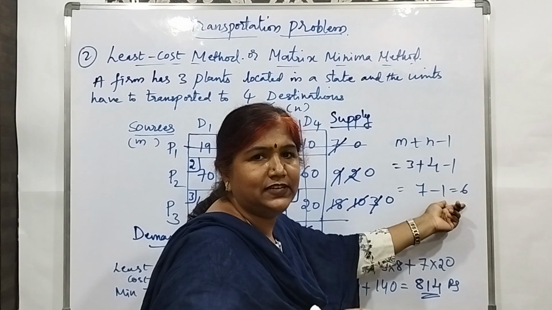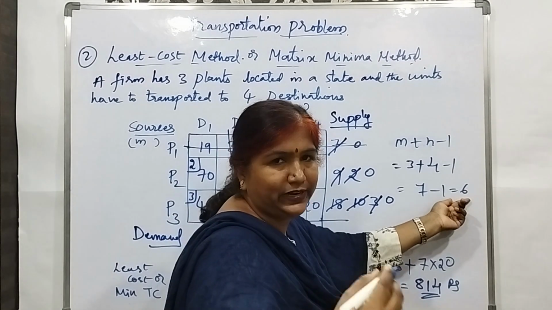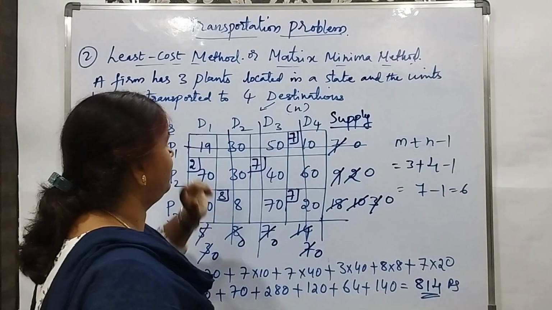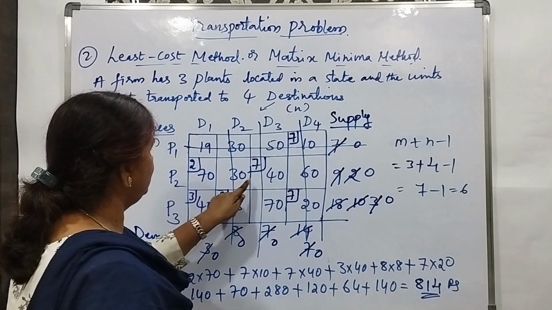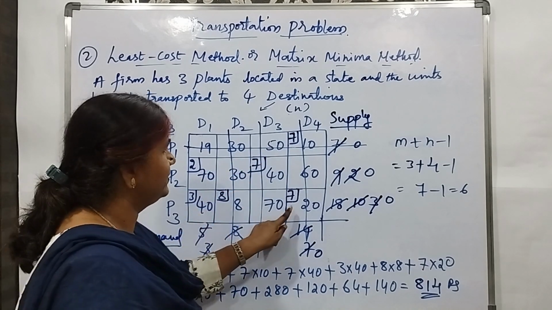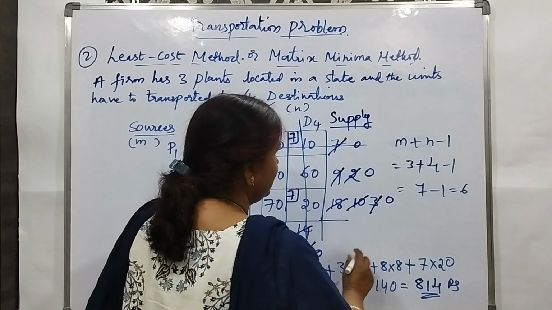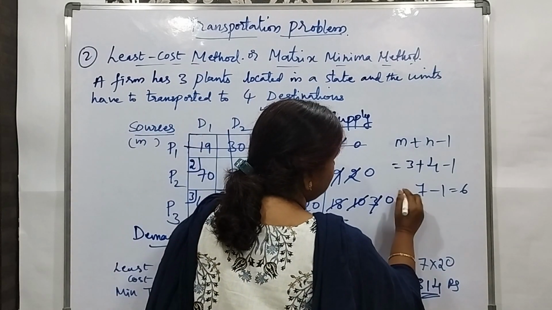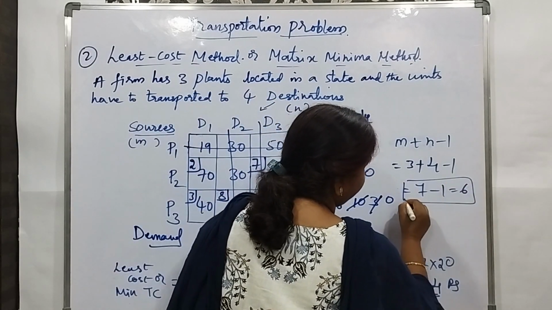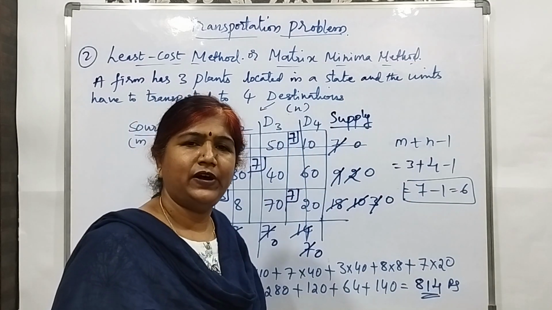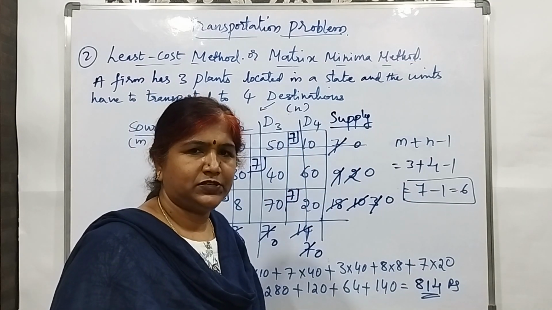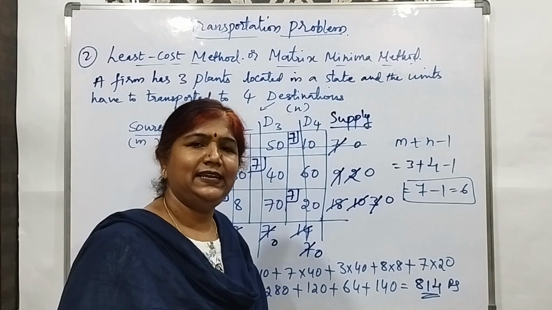Let's see whether we could get the 6 allocations with this least cost method. 1, 2, 3, 4, 5, 6. Yes, we got 6 allocations in these particular cells. Yes students, I hope you have understood the least cost method transportation problem in detail.